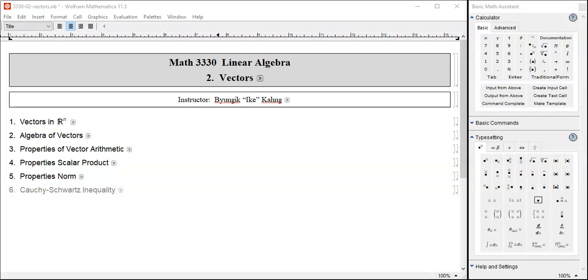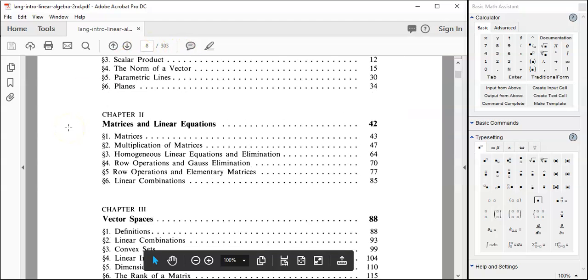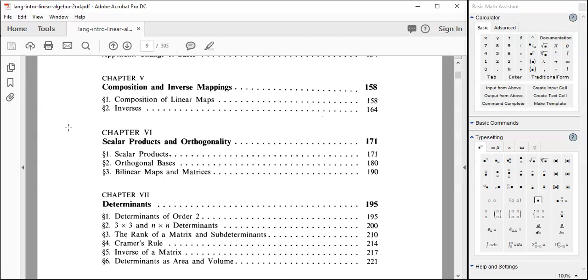Hello students, welcome back. The final section of this notebook, Cauchy-Schwarz inequality, is an optional topic, at least for now. In chapter 6 of our textbook, I think it's chapter 6, let me check. Let's go to the table of contents. Is it chapter 6? Yes, it is. Chapter 6, scalar products and orthogonality.